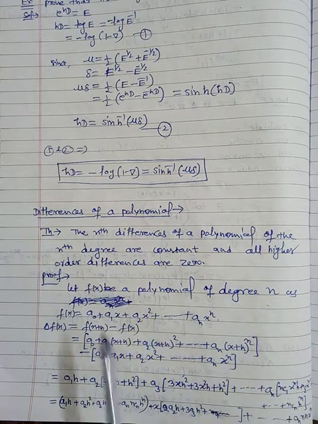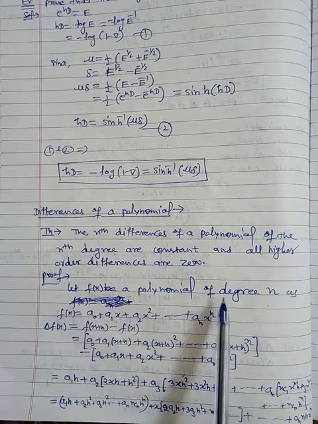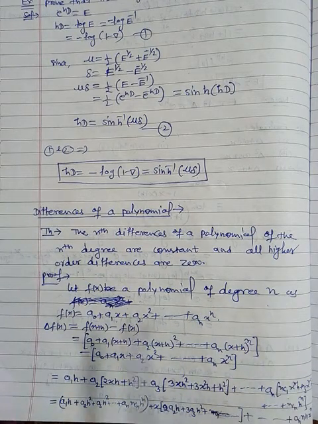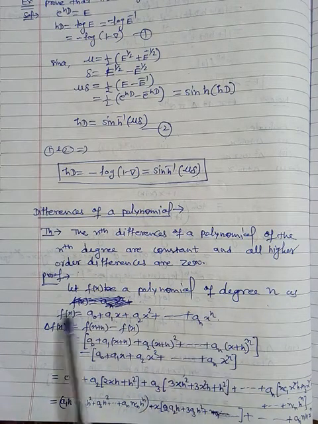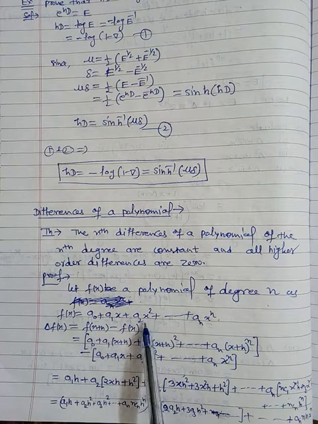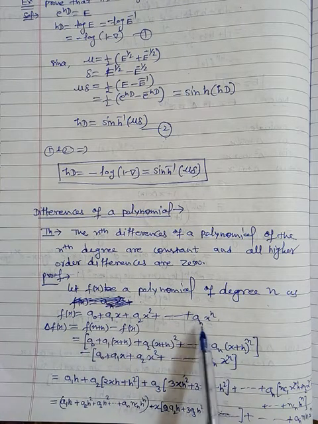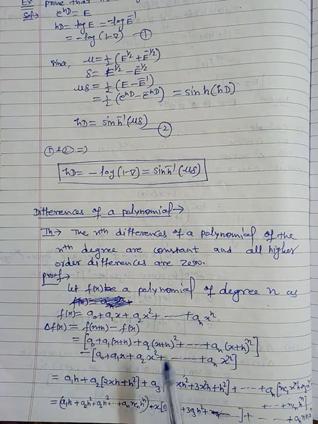So for this, suppose we have a polynomial f(x) of degree n. Then that polynomial can be rewritten as f(x) = a0 + a1x + a2x² + ... + an xⁿ, because we have a polynomial of degree n. Now apply the forward difference here.